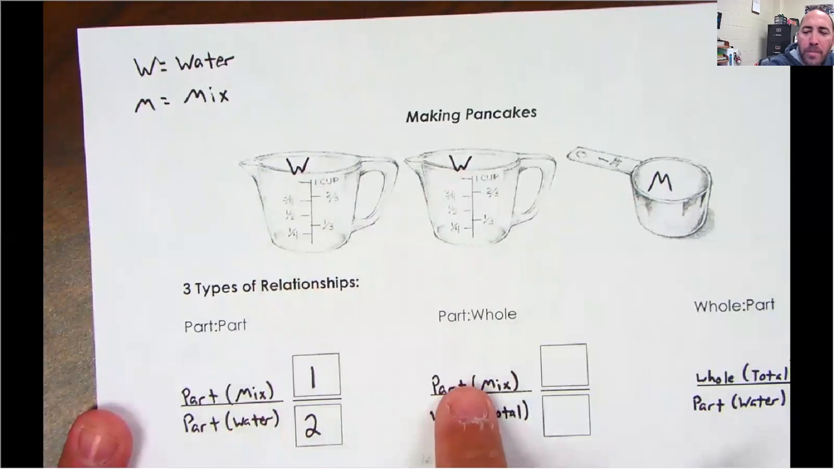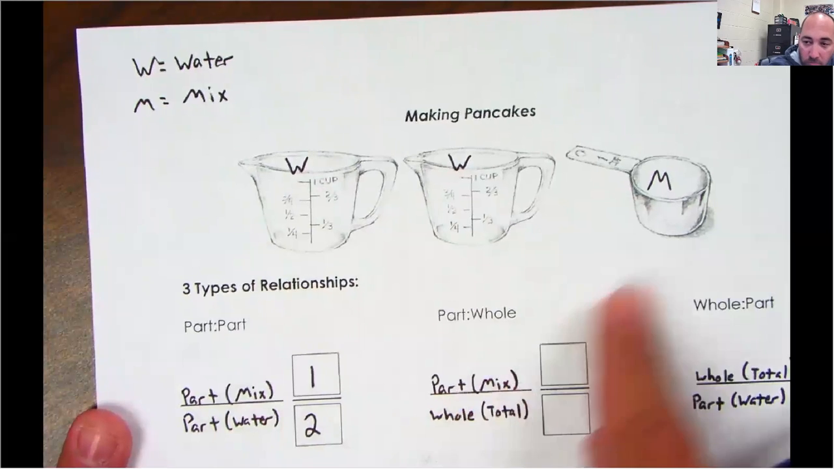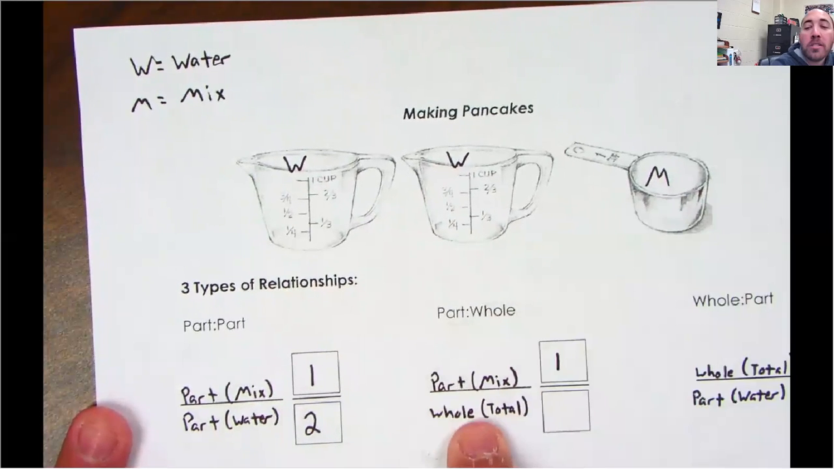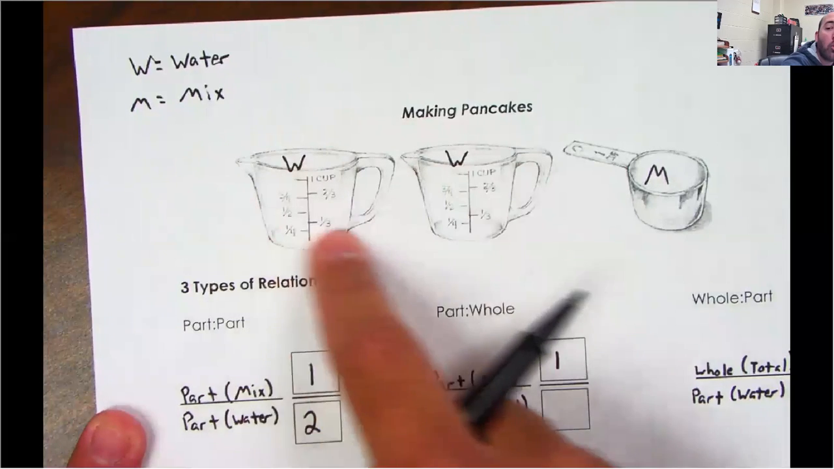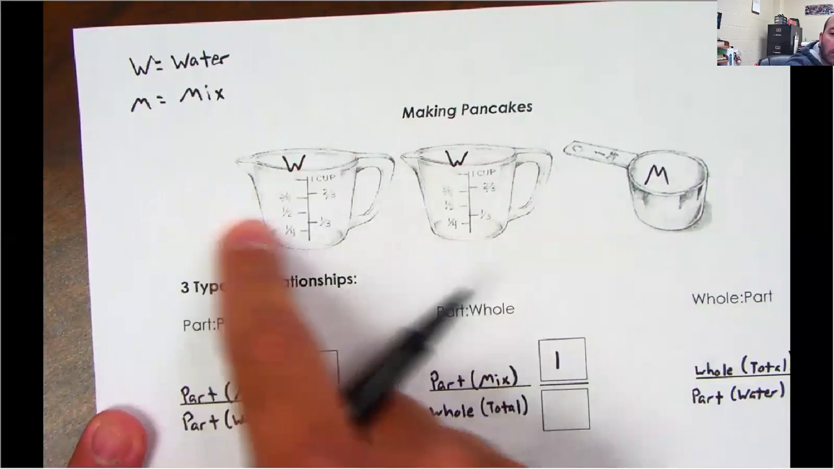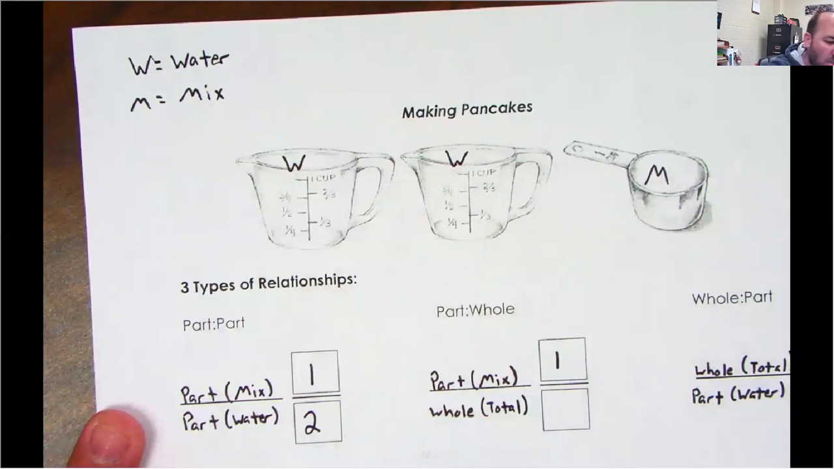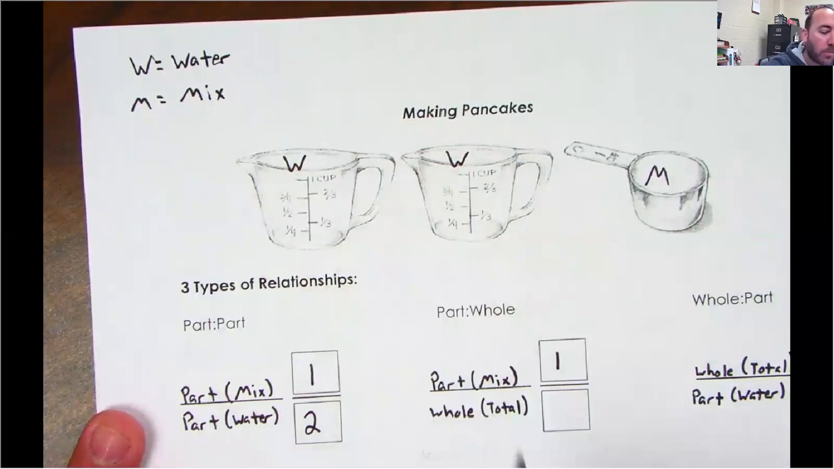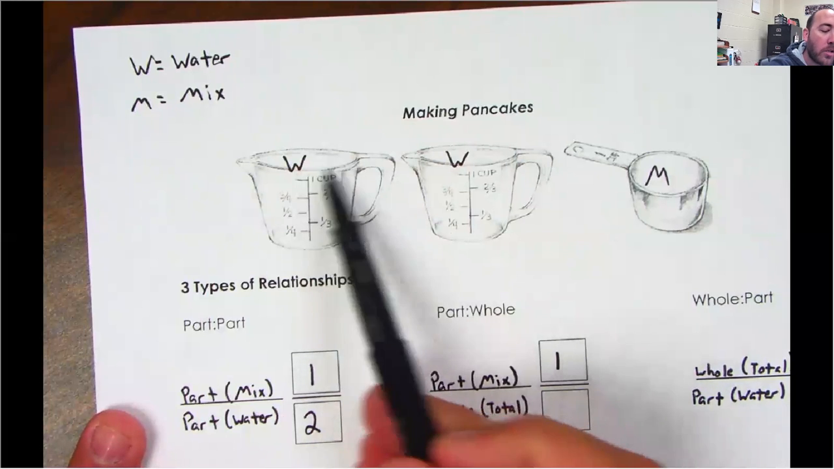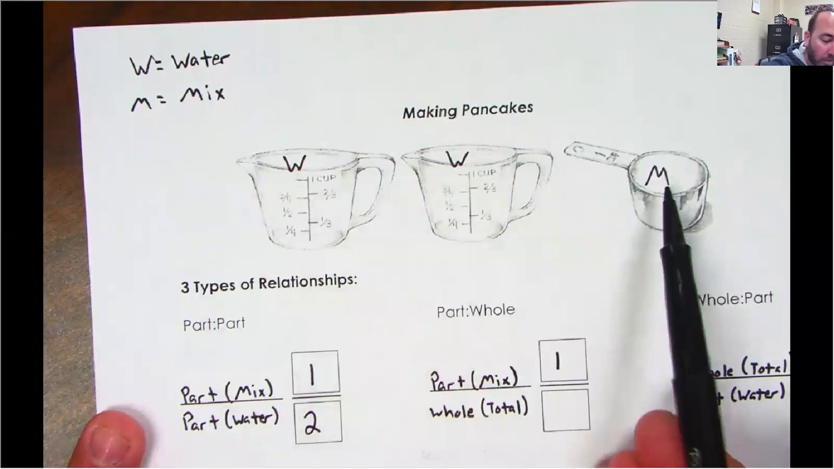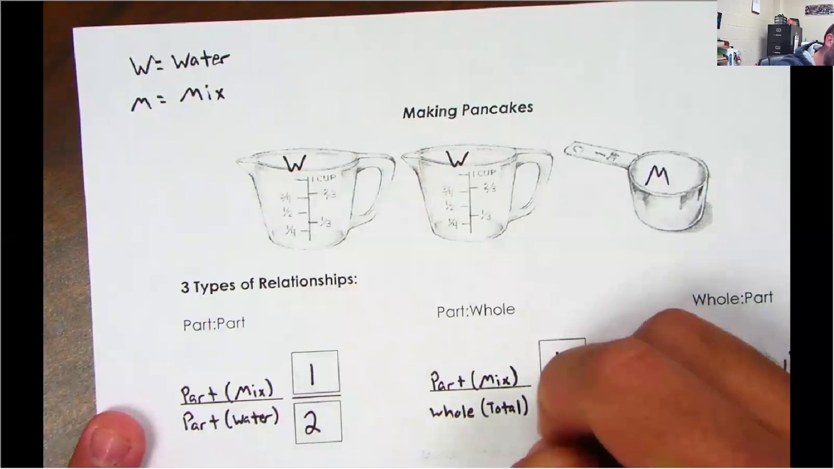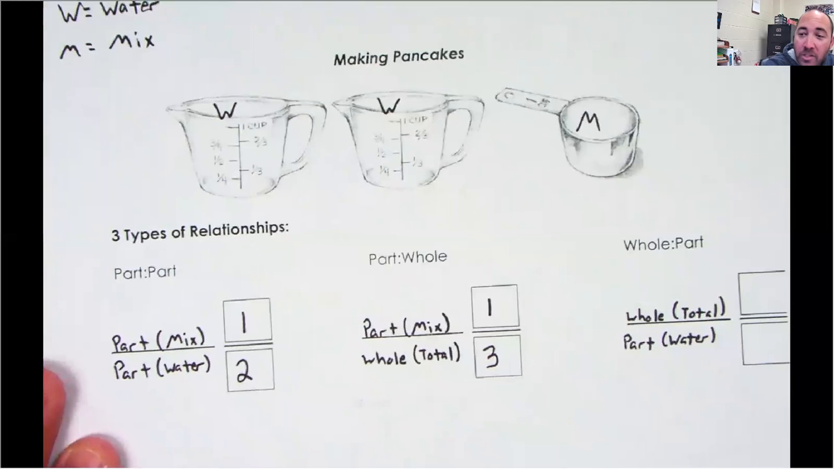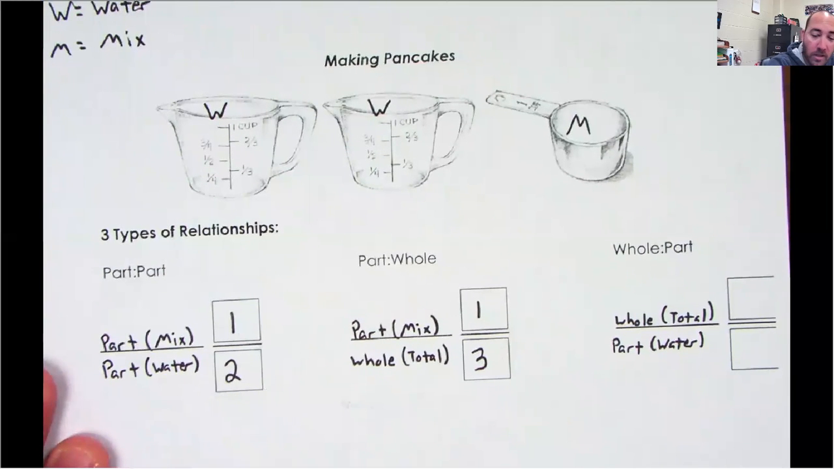Now this next one says part mix. So how many mixes do you see? I see 1 mix. The whole is the total. How many total ingredients do you see here? Well, 2. There's a water and a mix. That's not what I'm asking. You look at the pictures. 1, 2, 3. There are 3 total items there. All right, the last one is whole to part.